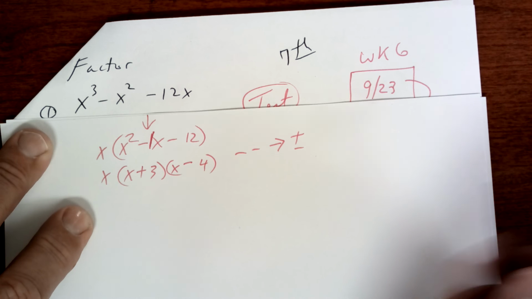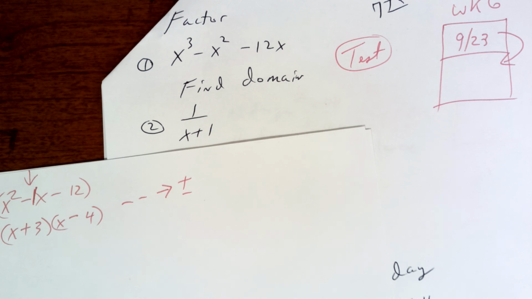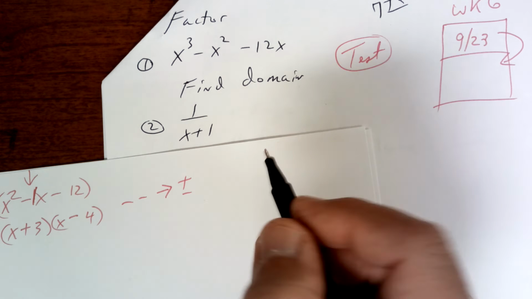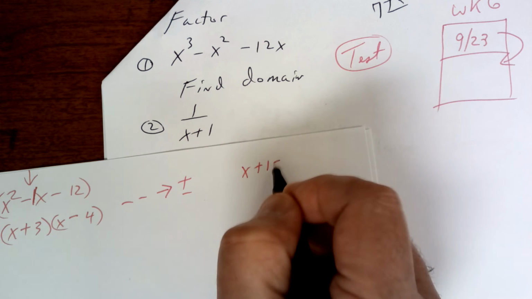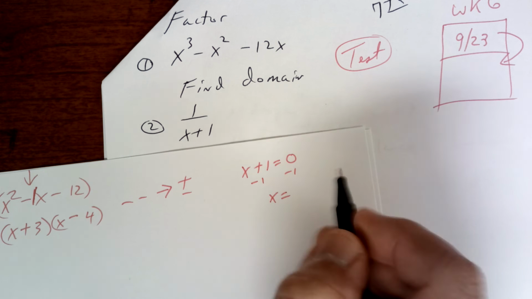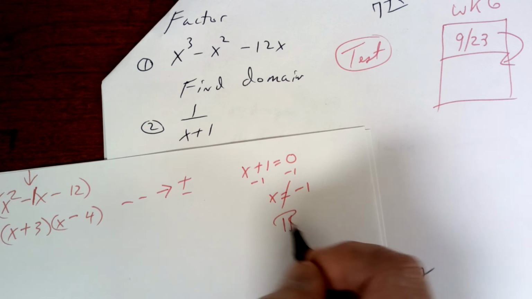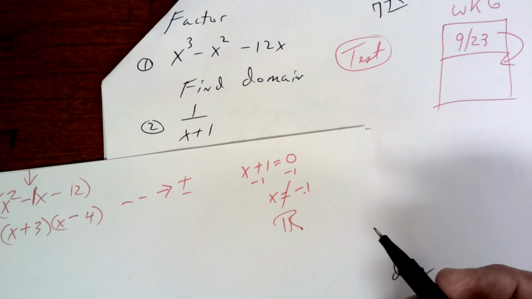Well, let's go to the next one. Find a domain. Well, on this one, you don't want the denominator equal to 0. So ironically, you set it equal to 0. So you're going to subtract 1. And you're going to say x cannot equal negative 1. It can be all real numbers except negative 1. And that is the domain.